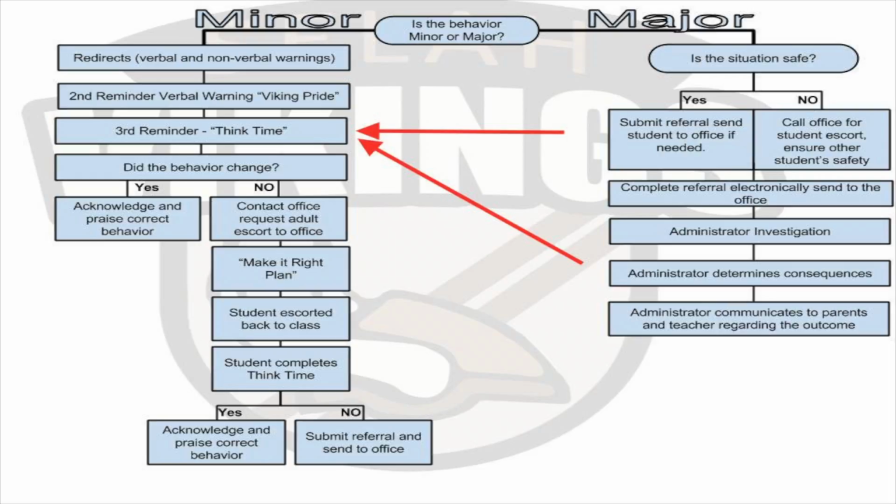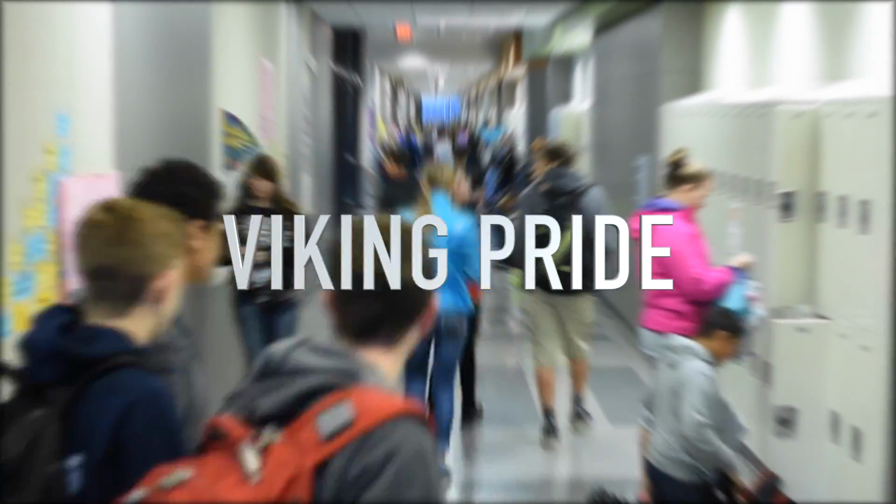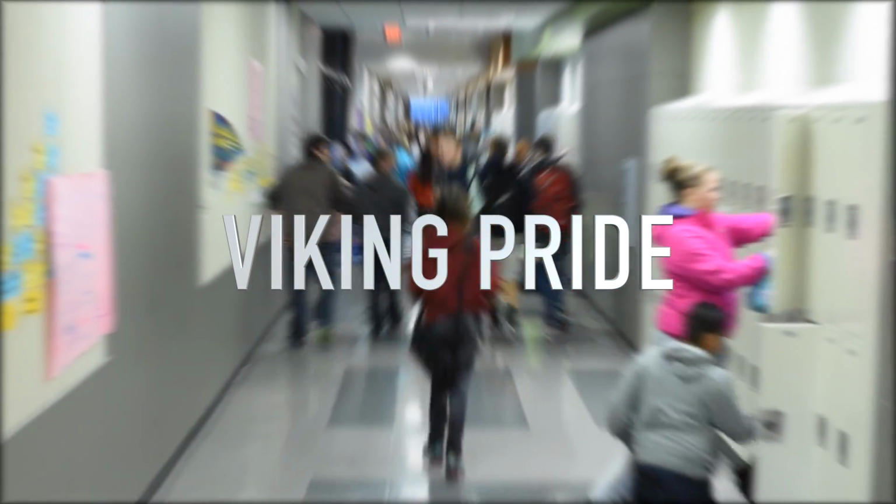If the student's not successful during think time, or they come back into learning and they need one more redirect, that's a make it right plan. Simply go to your phone, push 0, request an administrator, just say, I've got a think time in Mrs. Crab's classroom, or wherever you may be. An administrator will then come and escort that student to the office to make it right. That's the Viking Pride system that we're going to use at Sela Middle School to help 850 students be self-managers.